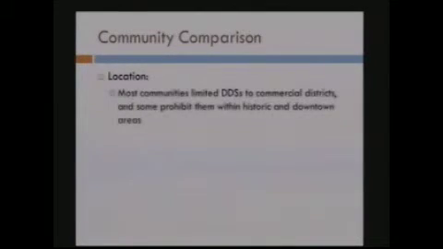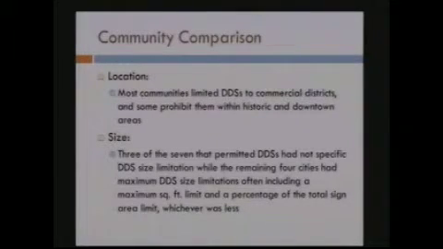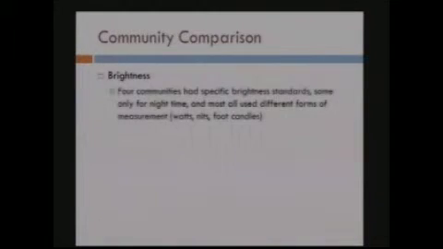As a recap, in looking at location, as I mentioned, most communities limited the dynamic display signs to commercial districts, and some prohibited them within historic and downtown areas. With respect to size, 3 of the 7 that permitted them did not have specific size limitations, while the remaining 4 had maximum dynamic display limitations, often including a maximum square foot limit and a percentage of the total sign area, whichever was less. In looking at brightness, as I mentioned, there were a variety of standards.